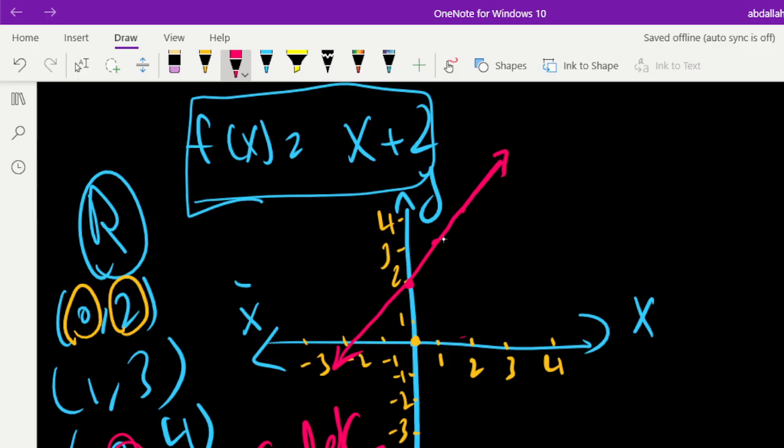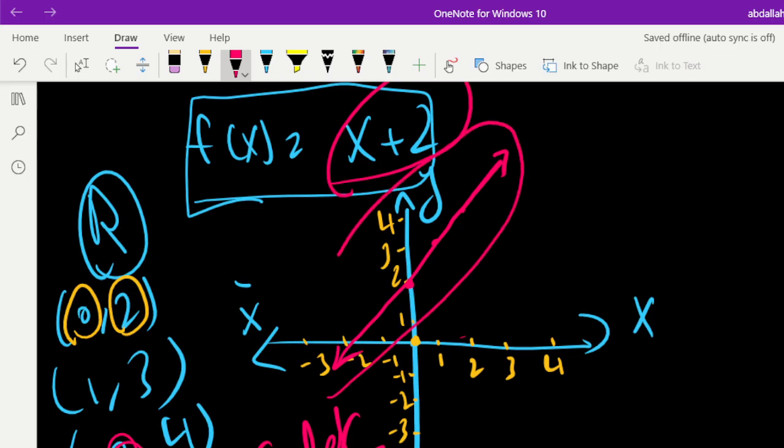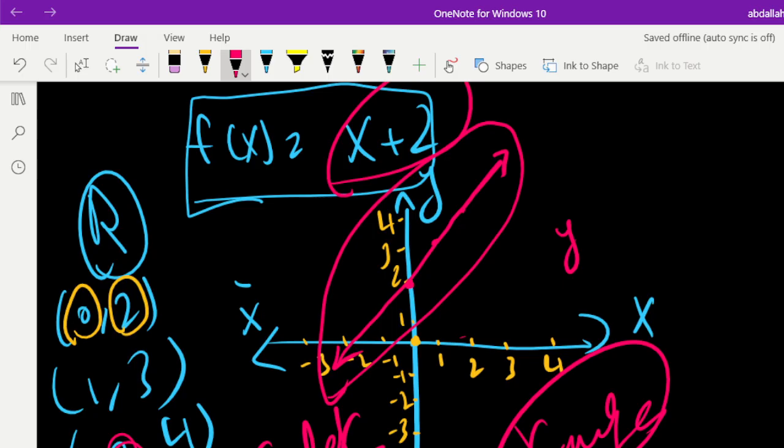So this is our linear function, x plus 2. It is called a linear function because you have a straight line. Now we want to find our range. How to find the range? We can look at the y-axis. When you determine the range, you have to focus on the y-axis.